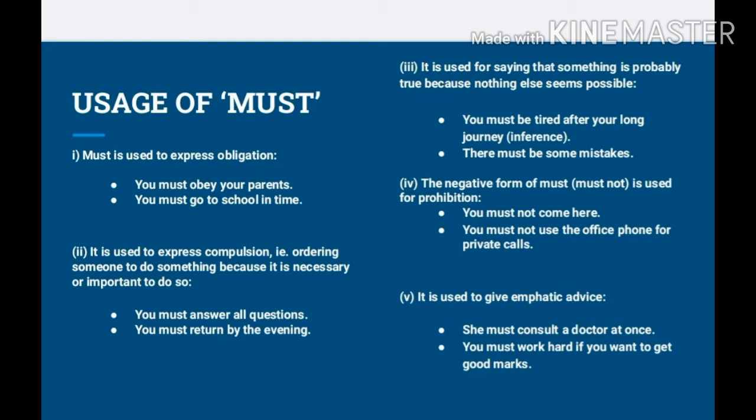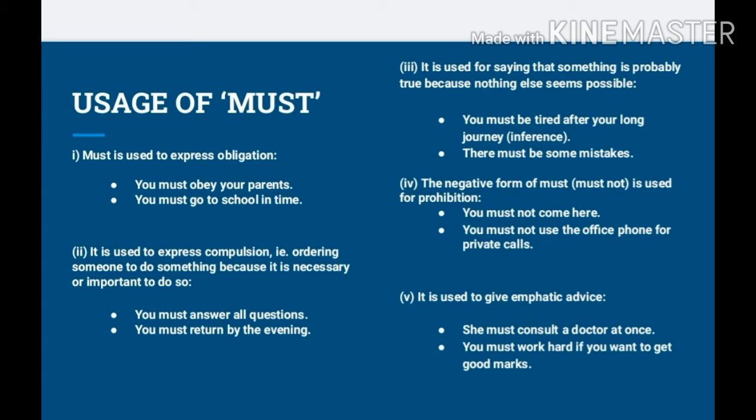The second usage of must is to express compulsion, that is ordering someone to do something because it is necessary or important to do so. Look at the examples. You must answer all questions. You must write it by the evening. So in this case, we can see must is used to express compulsion to show that something is very, very important or very necessary.